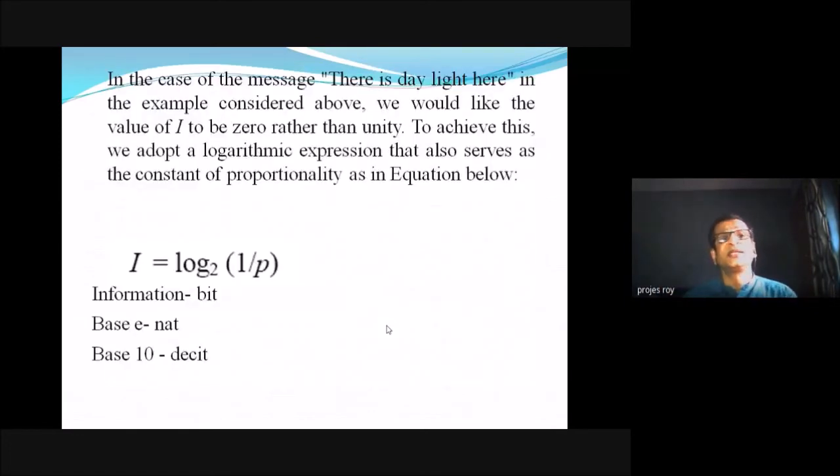Now here you can see the example. In the case of the message, there is daylight here. In the example considered above, we would like the value of I, information, to be zero rather than unity. To achieve this, we adopt a logarithmic expression that also serves as the constant of proportionality, as in the equation below. Here you can see I is equal to log 2 of 1 by p. Here log 2 represents digital information. When log 2 is used, it is for digital information. The base could be 2, 3, 4, 5, 6. Now here information is in bits, and when the base is e, it's called nat. When the base is 10, it's called decit. Now this is basically called measuring of information. Now I will tell you.